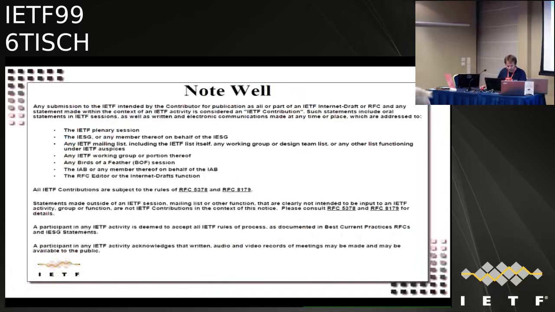And this is the new Note Well. So it's kind of the same as usual. You need to remember that if something is being discussed and you're aware of IPR, please let us know or tell the chairs after the meeting. And then please go through this slide. I won't spend the time, but all the contributions to the IETF, including what is being said in this meeting and on the mailing list, must follow the rules in RFC 5378 and RFC 8179. Please, if you're not too sure, go and read those RFCs.